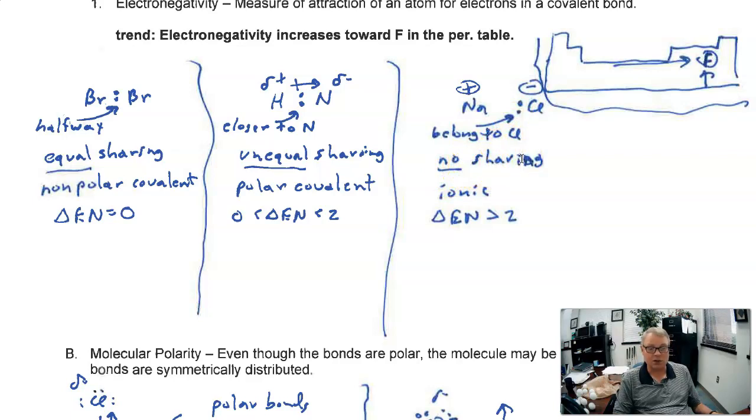So if there's no sharing here whatsoever, what keeps them together? Well, this sodium now has one less electron than it had before, because its electron went with the chlorine. So what's the charge on it? Well, it's +1. This chlorine now has one more electron than it should. What's the charge on it? -1. What keeps them together?